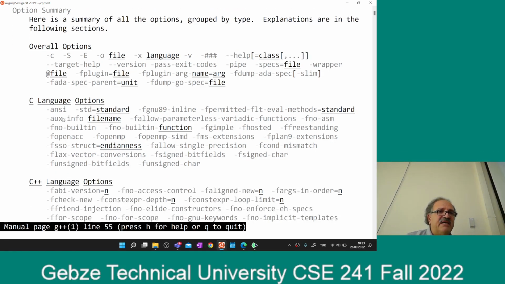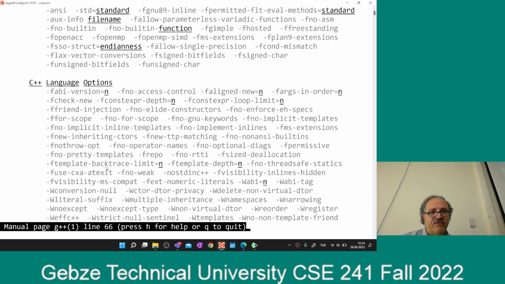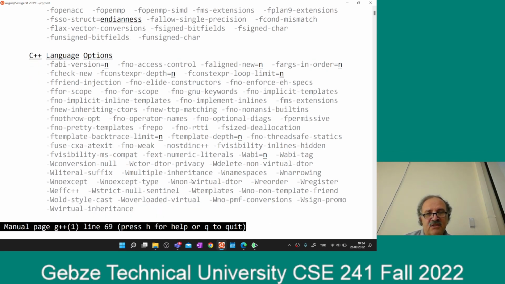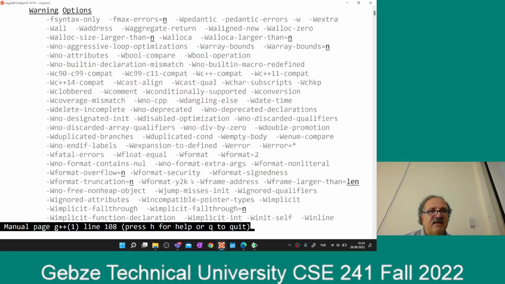For example, when you say I need ANSI C, very old C standard, or the other standards, std equals c++11 or 17 or 24, etc. C++ language options, many of them are there. Most of them I don't know what they are. You need to read the documentation. These are Objective-C stuff.